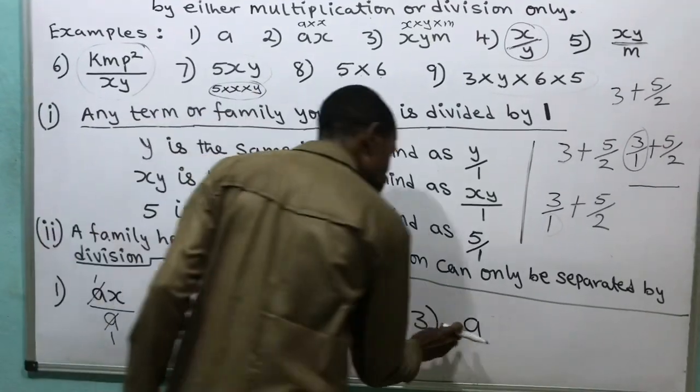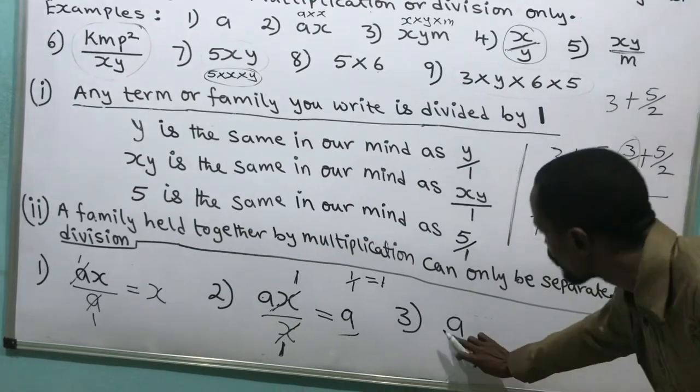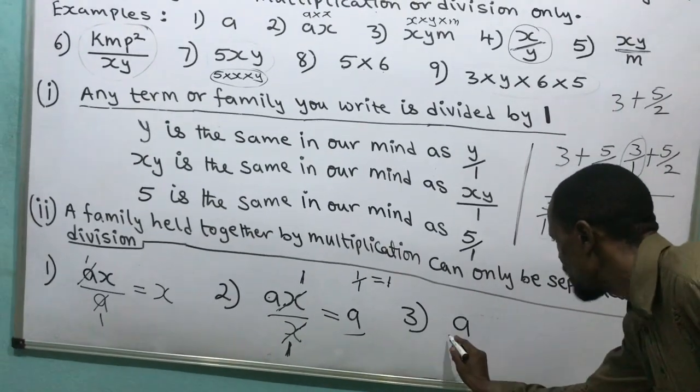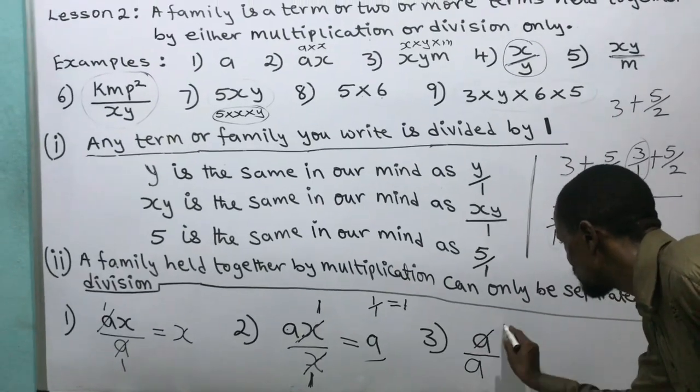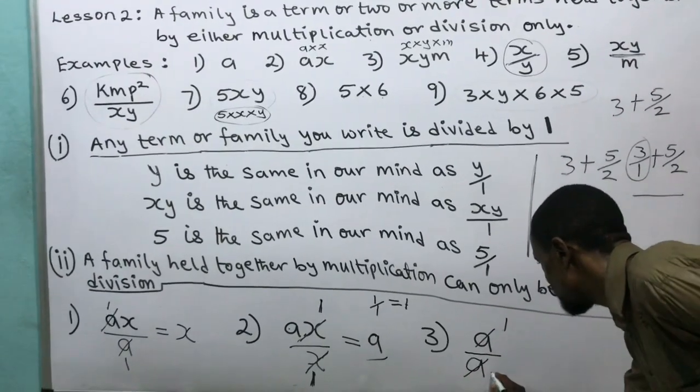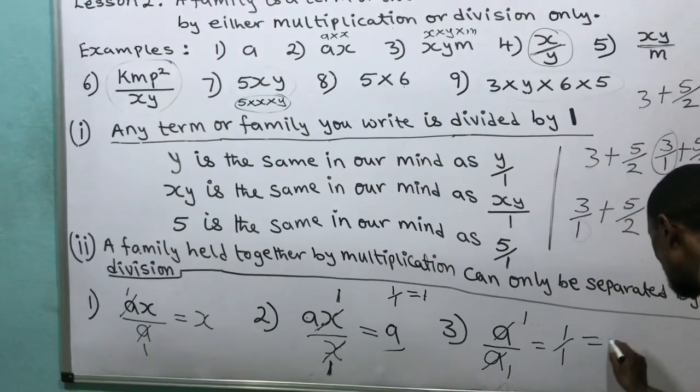A here. Then coming to this one, I want to remove this A from this family. What will I do? I will divide by A. When I divide A by itself, I get 1. And A divided by itself here is 1. And I will have what? 1 divided by 1. And the answer is 1.